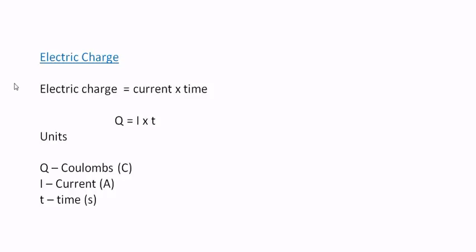The first thing we need to understand is what is electric charge, and electric charge is simply equal to current multiplied by time. So Q is equal to I multiplied by T, where Q is charge and the unit of charge is the coulomb. I is current measured in amperes and time is measured in seconds. So we just need to remember that Q is equal to I multiplied by T. This is a very important formula that you will be using in electrolysis calculations.